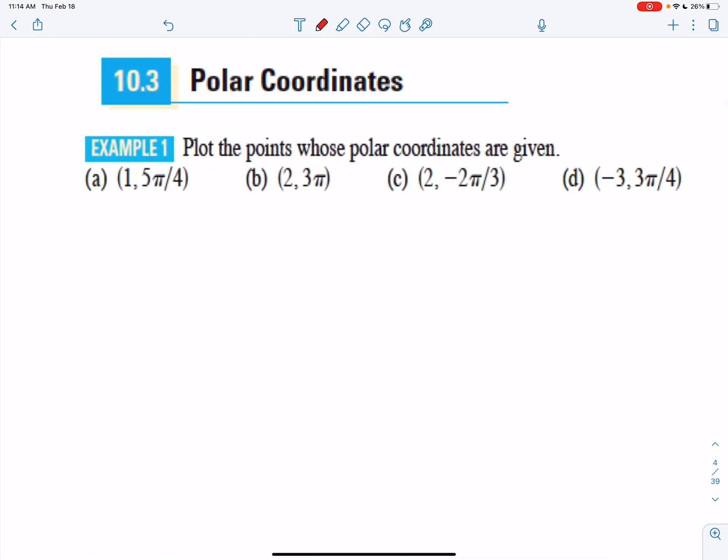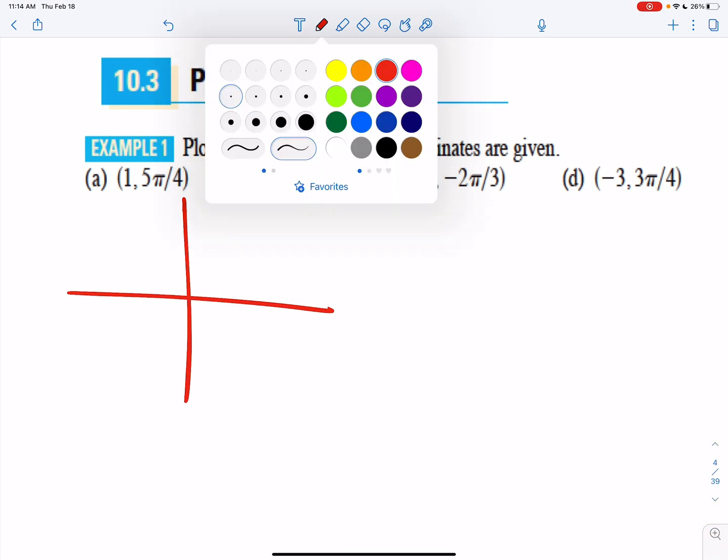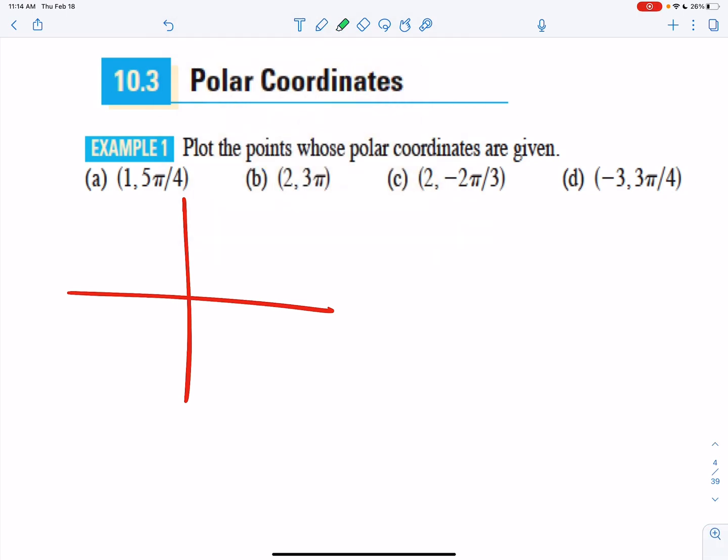Let's take a look at part A, okay? Here's example 1. Write it down. Press play when you're ready. Okay, so when you're graphing polar coordinates, you're looking at the angle first. So I'm going to go ahead and draw an X and Y axis here, okay? First thing you want to do is, where is 5 pi over 4? Okay? Press play when you're ready.